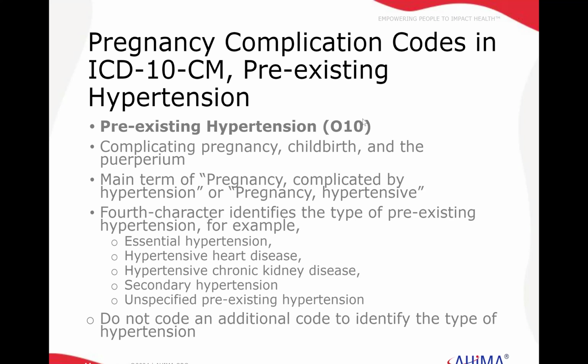Is it essential hypertension? Is it hypertensive heart disease? Is it hypertensive chronic kidney disease? Is it secondary hypertension? Or is it unspecified? We don't use an additional code to identify the hypertension. It should be spelled out in the fourth character.